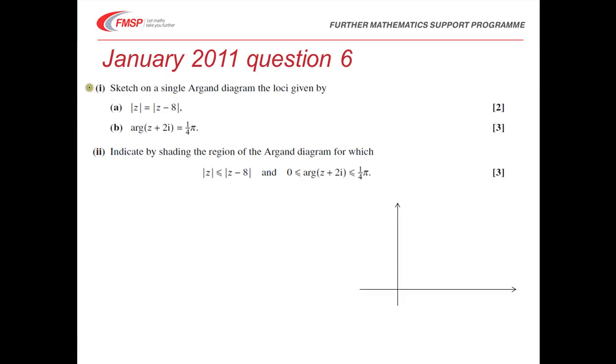So if we read through the question first of all, we've got to sketch on a single Argand diagram the loci given by, first of all, mod z equals mod z minus 8, and secondly, arg of z plus 2i is a quarter pi. And then in part 2, it says, indicate by shading the region of the Argand diagram for which mod z is less than or equal to mod z minus 8, and the argument of z plus 2i is between 0 and pi over 4. So let's start by considering part 1a.